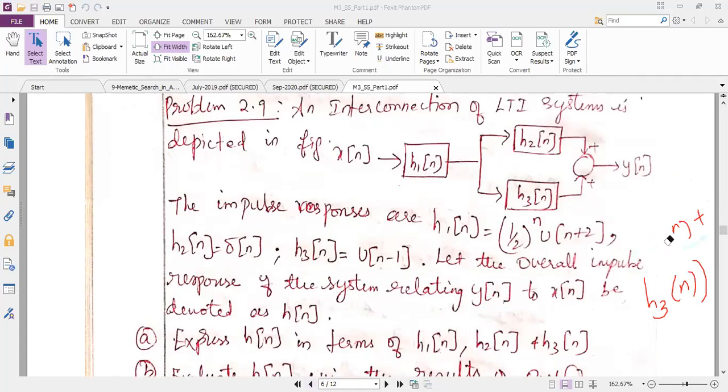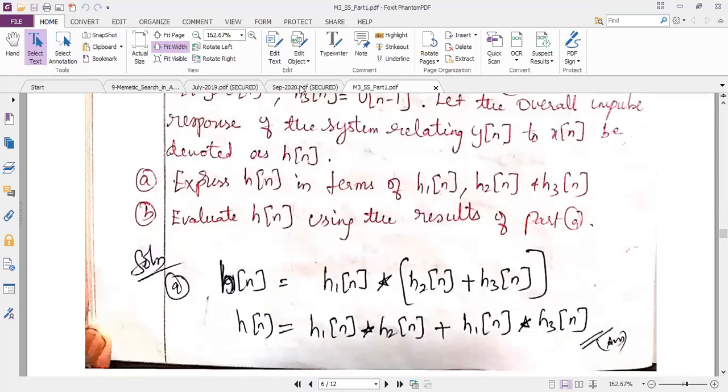Still, I will expand this h of n because I want to use this result for the next sub question. So what I will do is, I will expand like this because I want to perform the convolution. h1 of n convolution with h2 of n plus h1 of n convolution with h3 of n. Both ways we can write the answer. So this is also an answer and this is also an answer.